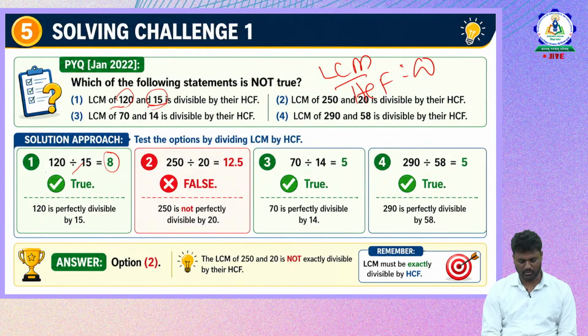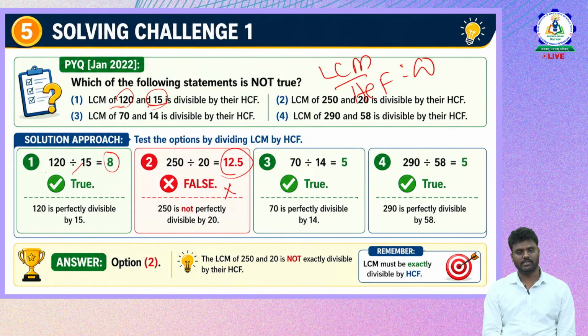Now option 2, LCM of 250 and 20 is divisible by their HCF. Similarly, apply this formula. What is the LCM here? 250. When you divide 250 by 20, we get 12.5. Let us see whether 12.5 is a whole number. It is not a whole number, so therefore it is not true. 250 is not perfectly divisible by 20.